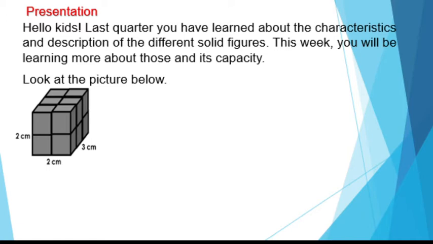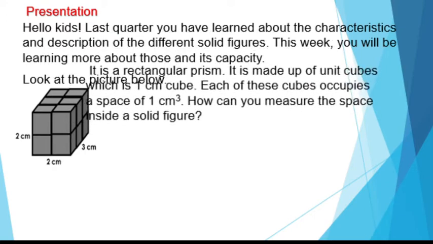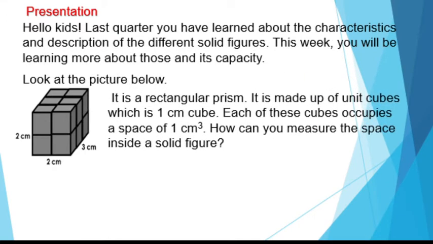And it is made up of unit cubes, which is 1 cubic centimeter. And each of these cubes occupies a space which is 1 cubic centimeter. So how can you measure the space inside the solid figure? So just count. Or get the length, the width, and the height, and then multiply them to be able to get the volume of the rectangular prism.